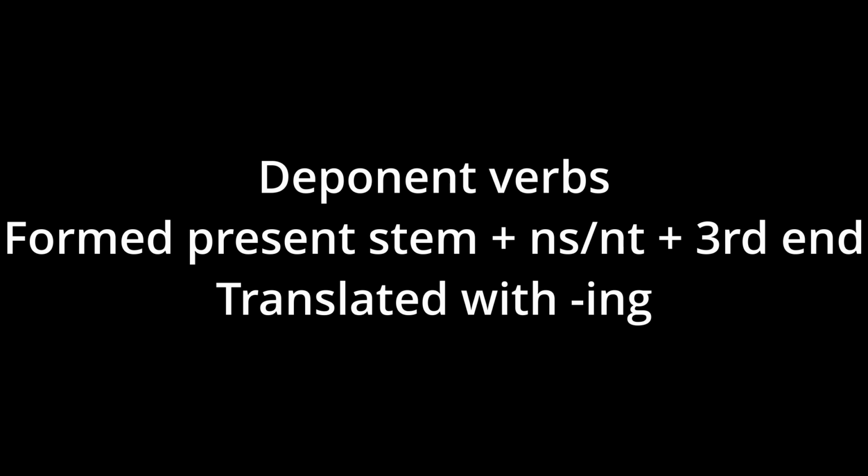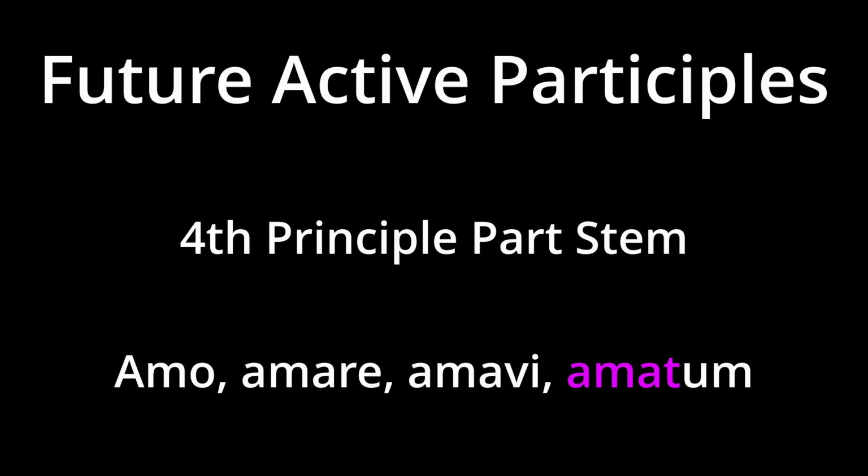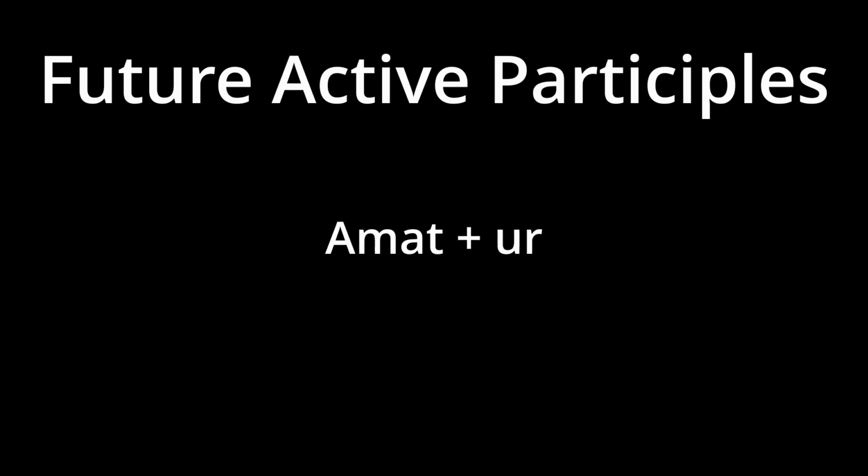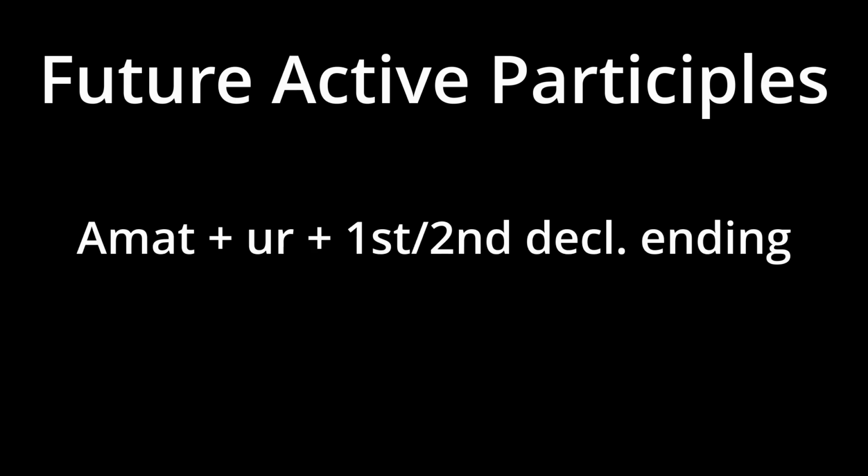meanings despite looking passive. Next, we have future active participles. These are formed using the 4th principal part stem, this part right here in dictionary definitions, which most students probably ignore. Totally not me. Plus ur, plus the appropriate first or second declension ending. So look for ur, and you'll know the word is a future active participle.